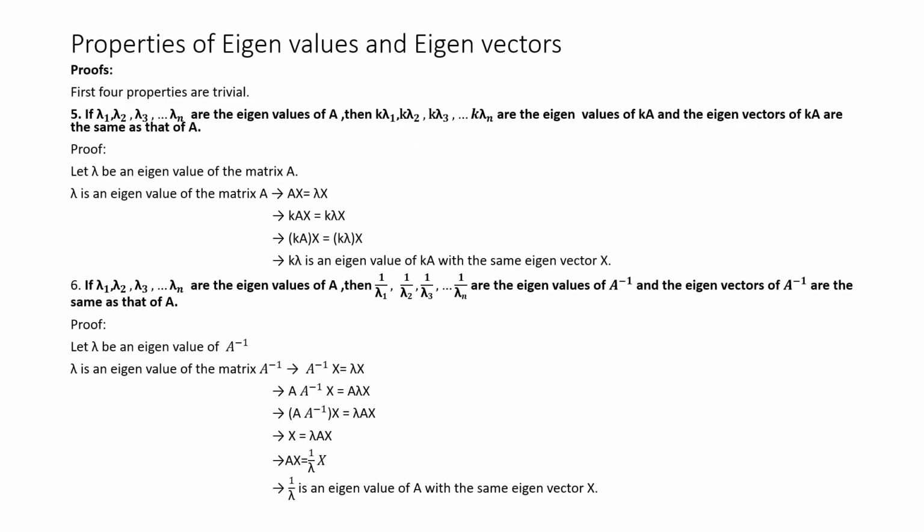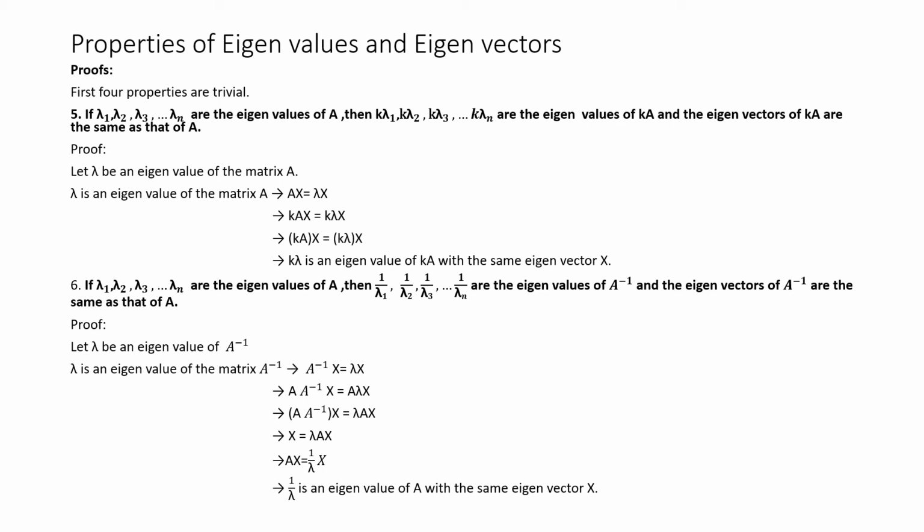Now we will try to prove these properties. The first four properties are trivial, so we will start with the fifth one. If lambda 1, lambda 2, etc. lambda n are the eigenvalues of A, then k lambda 1, k lambda 2, etc. k lambda n are the eigenvalues of kA, and the eigenvectors of kA are the same as that of A.